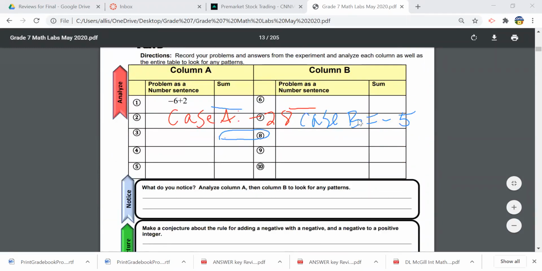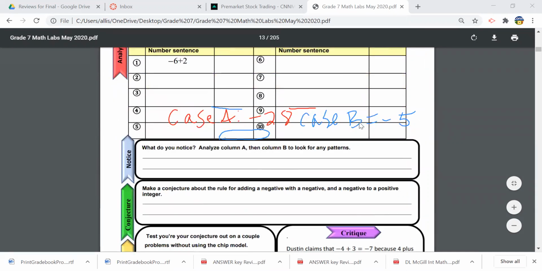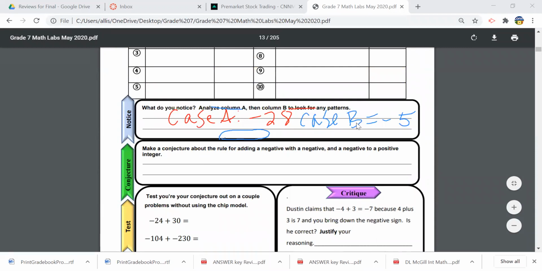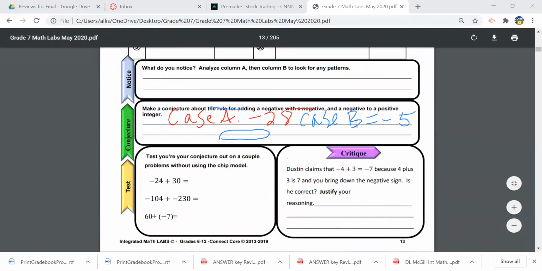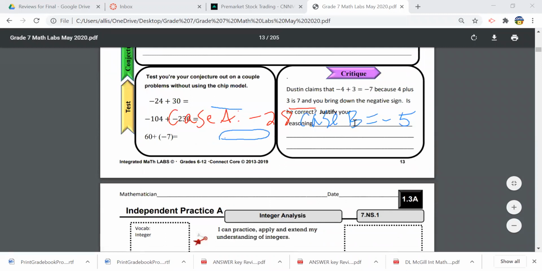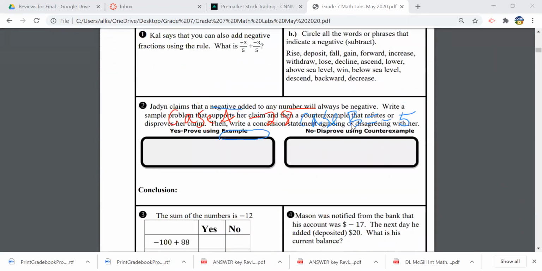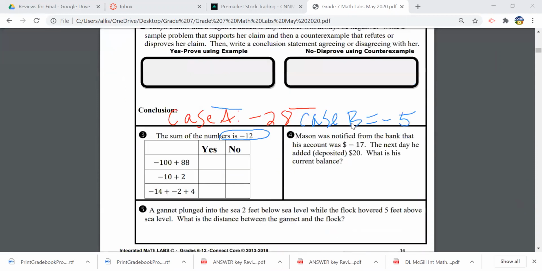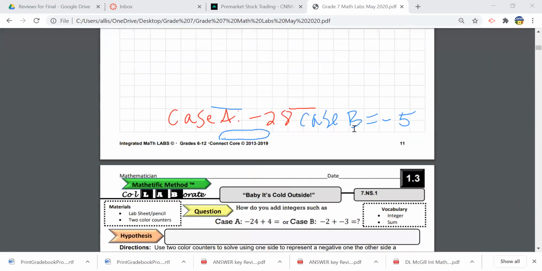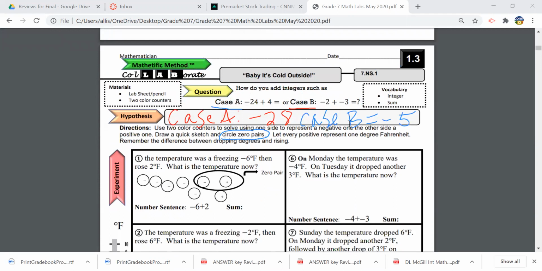With the problem and the sum, column A and B. So we have 1 through 5 and 6 through 10, so that you can notice, make a conjecture, test your idea, and critique the reasoning of others. After your discussion question, you have 1 independent practice page of 5 problems. Okay? All right, so let's get started here with number 1.